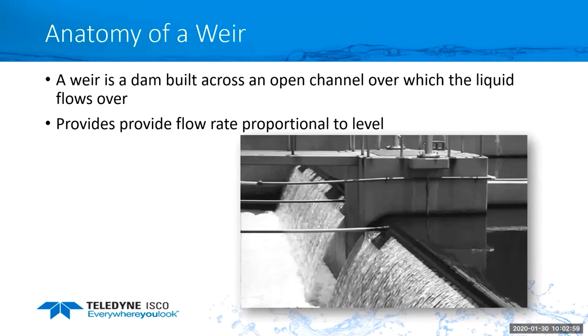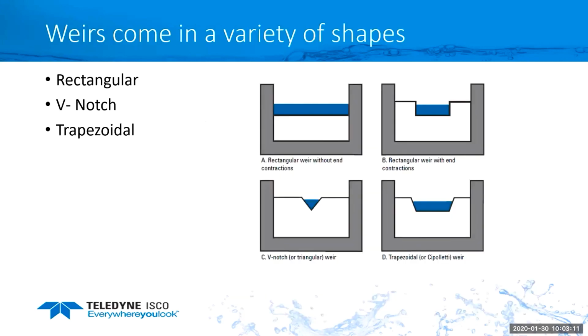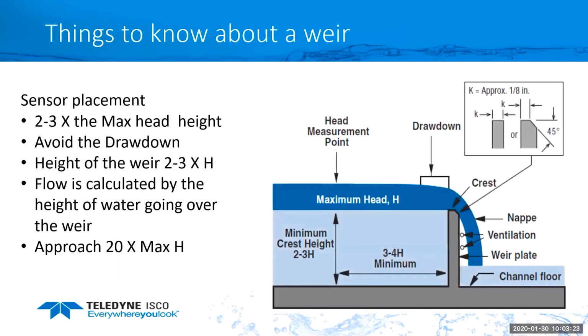But first, let's talk a little bit about a weir. So what is a weir? It's a dam built across an open channel in which liquid flows over it. So we are concerned about the water going over the top of the weir. A weir provides a flow rate that is proportional to level, and you may have seen a variety of shapes for weirs, which could be rectangular, V-notch, or trapezoidal. These are all different weir shapes. But let's take a closer look at the weir.